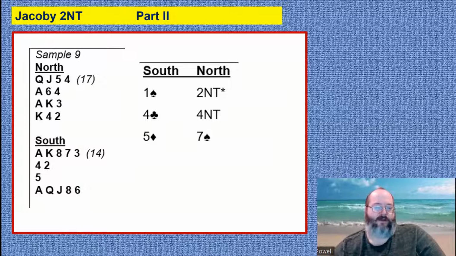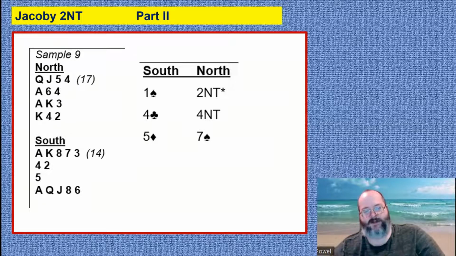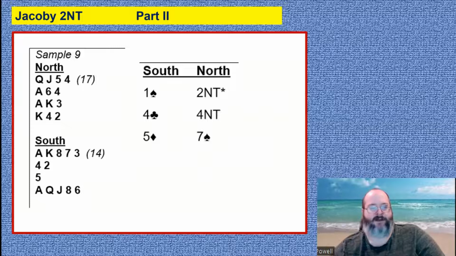You have the king of clubs. So you know your partner has the ace, queen of clubs, and a 5-card suit. So right away, you think you can run 5 clubs, right? You've got the ace, king of diamonds, so you've got that covered. You've got the ace of hearts, so you've got that covered.